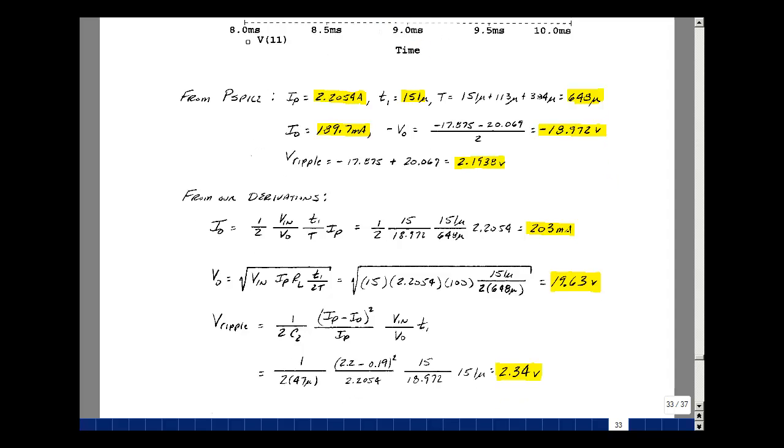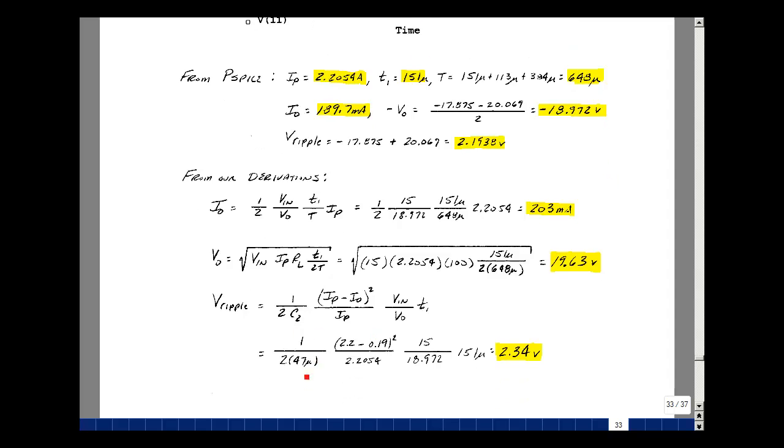And lastly, the ripple. We had this formula. So our capacitor was 47 microfarads. Peak was roughly 2.2. Average was 0.19. And then we've got the peak again of 2.2. We're going to square this numerator term, and then 15 divided by 18.972, and then times 151 micro. And that's 2.34 volts, and we measured 2.1938. So these formulas, again, they are based on Kirchhoff's laws and have to be satisfied at every instant of time. And so our controller needs to allow this to happen.